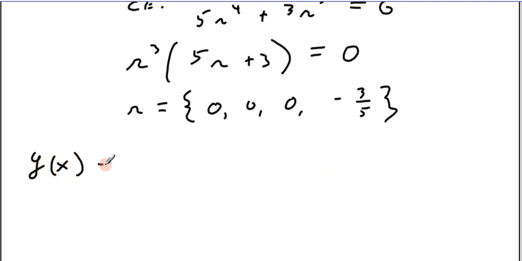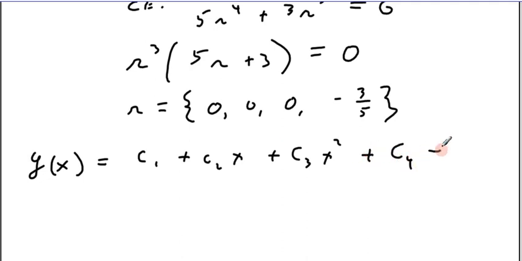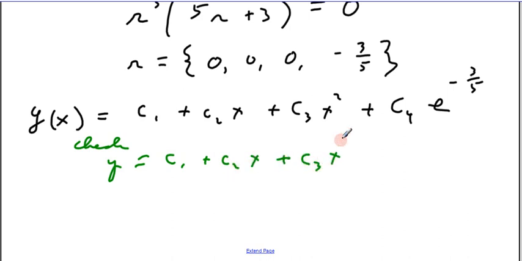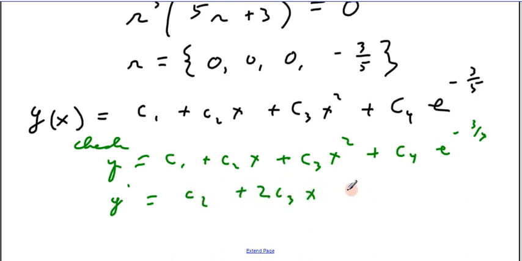So y sub x becomes c1 plus c2x plus c3x squared, because I have repeated roots, plus c4 e to the minus 3 over 5 x. Okay, does anybody believe that that is true? I don't know, probably you do. But in any event, we're going to check it. y is c1 plus c2x plus c3x squared plus c4 e to the minus 3 over 5 x. y prime is c2 plus 2c3x minus 3 over 5 c4 e to the minus 3 over 5 x.